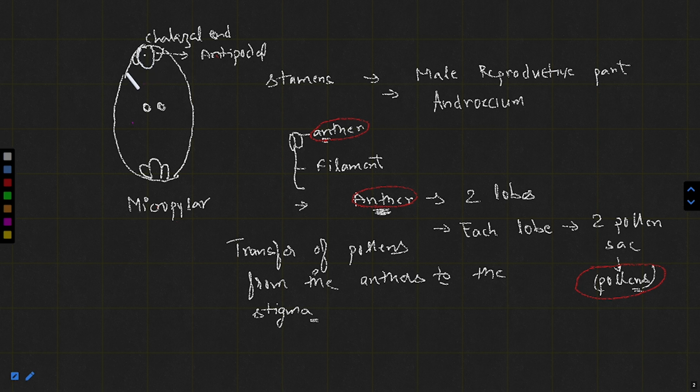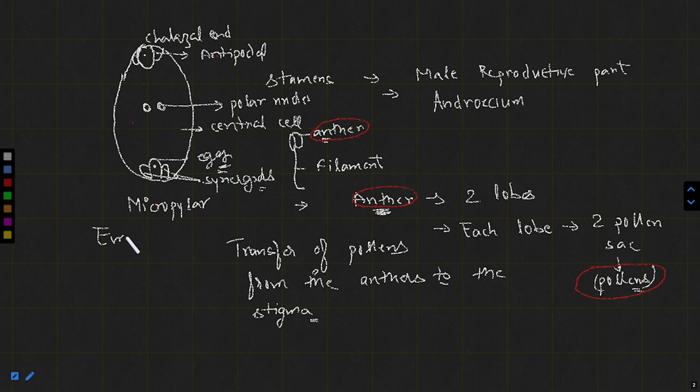There are 3 antipodal cells. Then these 2 are the polar nuclei. This one is the central cell. Then this one is the egg. So the egg is present within the female gametophyte, and these 2 are the synergids. So you can see, the egg and the synergids are known as the egg apparatus. The egg, which is the female gamete, is present within the embryo sac. So this is the embryo sac.